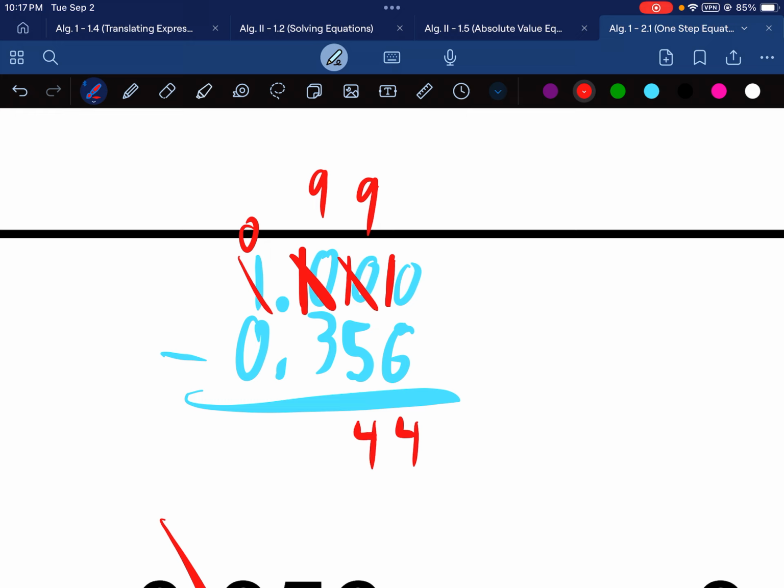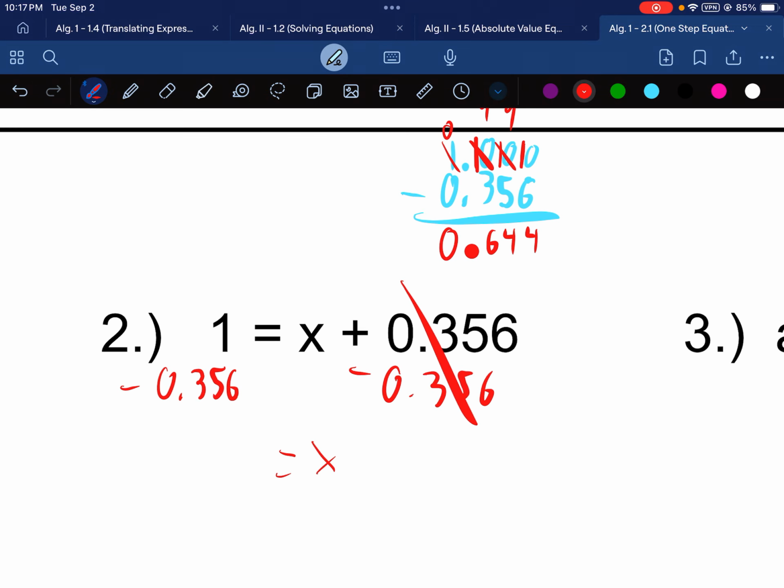10 minus 6 is 4, 9 minus 5 is 4, 9 minus 3 is 6, drop the decimal, and 0 minus 0 is 0. So we end up getting x to equal 0.644. And whether you include the 0 before the decimal or not is completely up to you. You could just call this .644 or 0.644. I do not care either way.